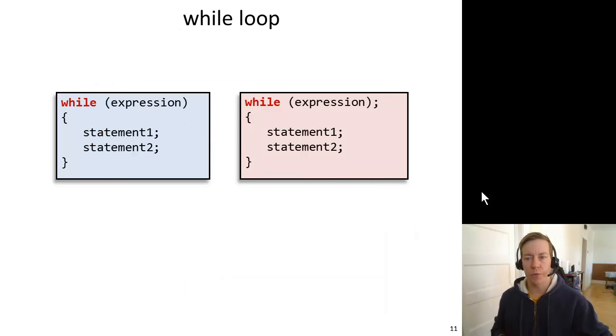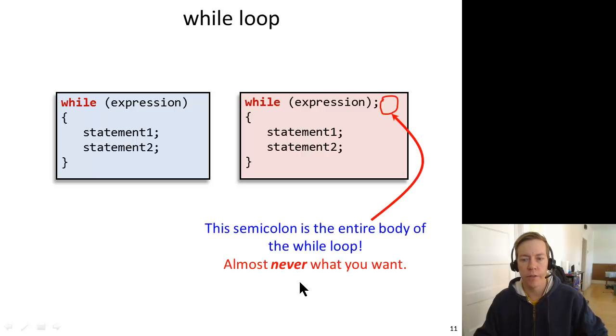Here are 2 while loops. They look pretty similar. Can you spot the difference? This is the good one. This is probably the bad one. That's why it's in red. And there's the difference. Alright, my circle is off, but that should be a circle on the semicolon.